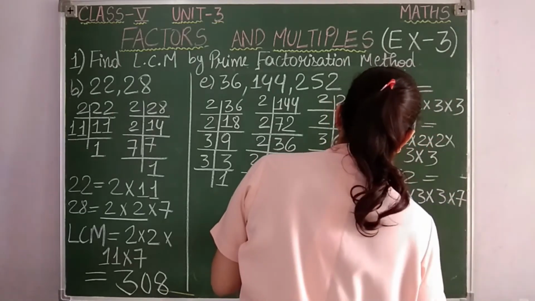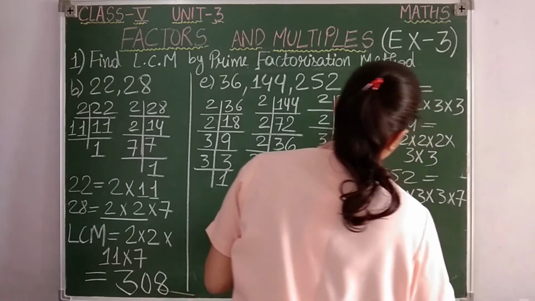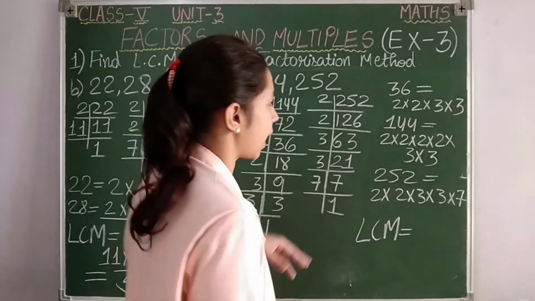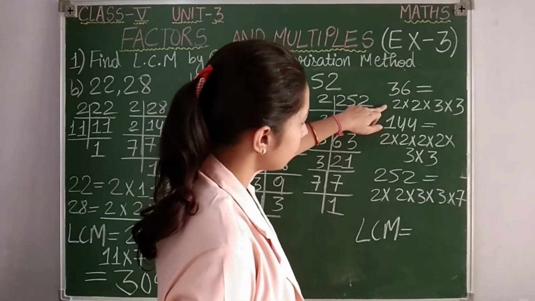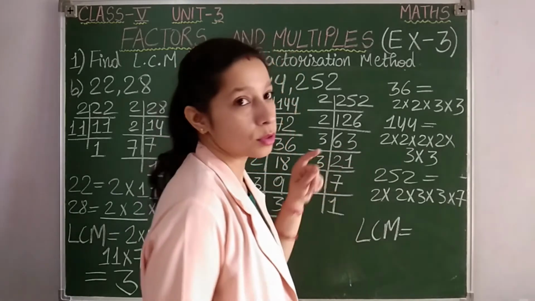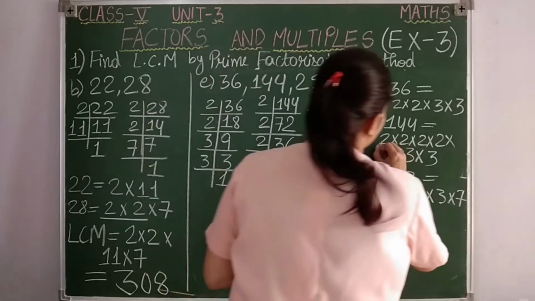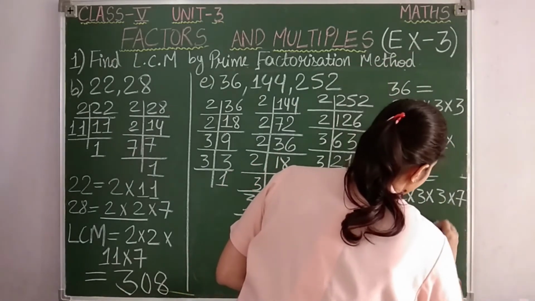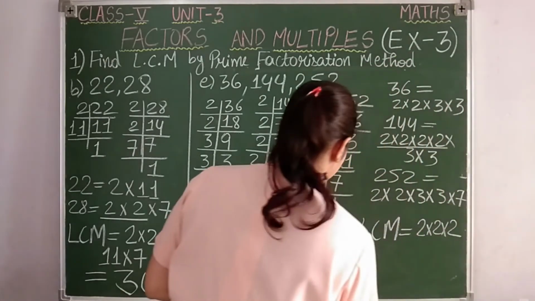Now what is the last step? Next and the last step is to see the numbers which are repeating the maximum number of times. Here 2 is repeating 2 times. Here 2 is repeating 4 times, and here again 2 is repeating 2 times. Which one is the maximum? Here 2 is repeated 4 times. So here I write 2 into 2 into 2 into 2.